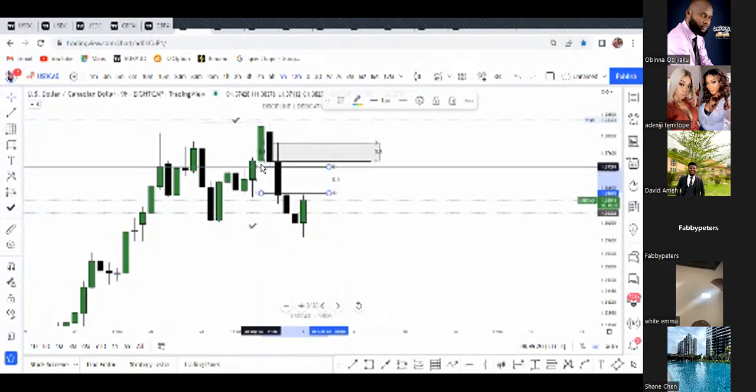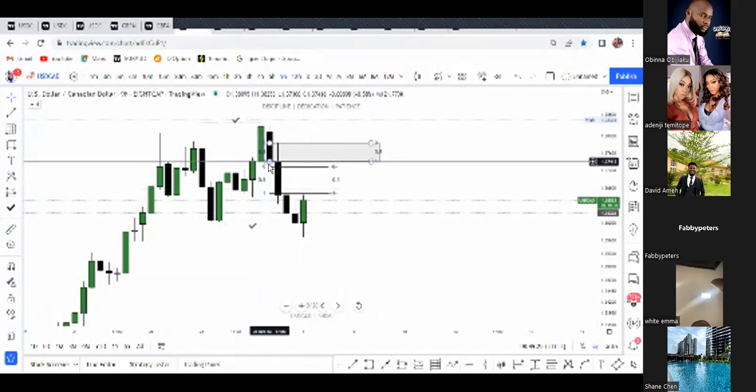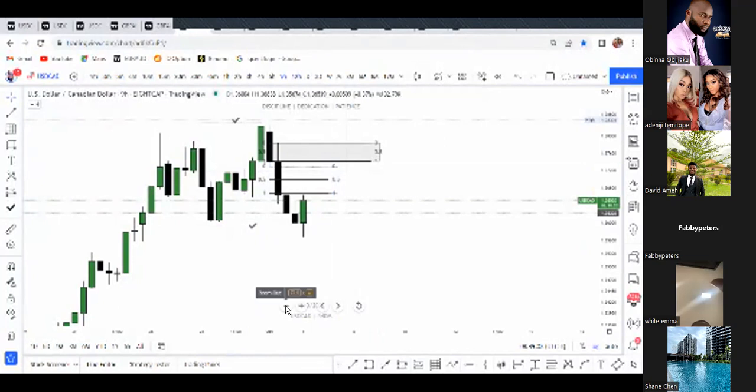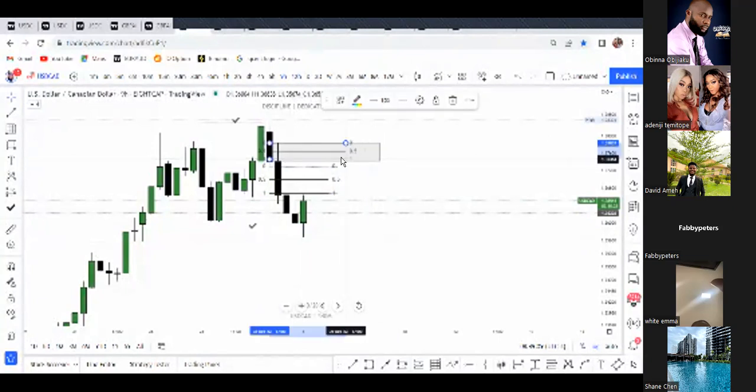They give you an opportunity to enter on the breaker block, then they later come back and remove you out, using your zone to carry out the actual move. That's inducement of liquidity. So when you are thinking price wants to move, you jump in quickly out of fear of missing out. They will make the actual move and use you for the actual move.